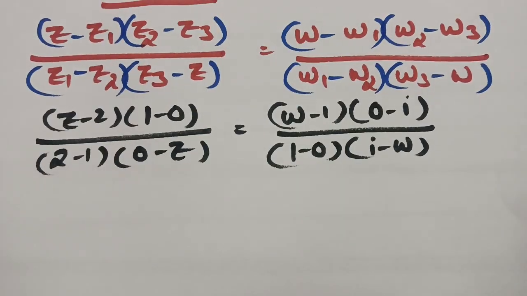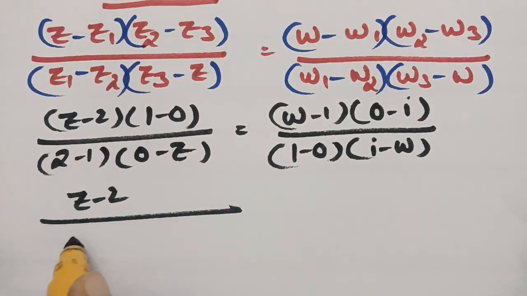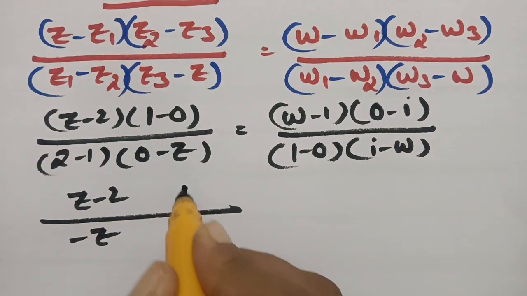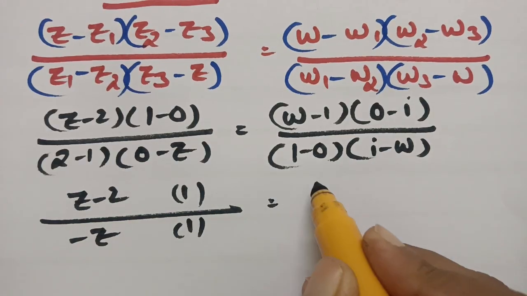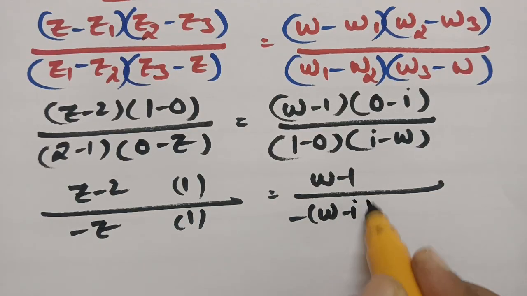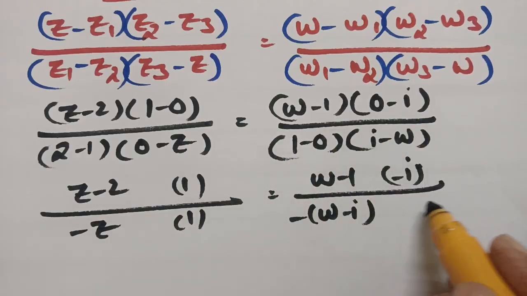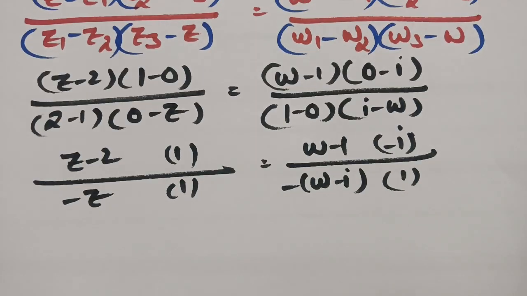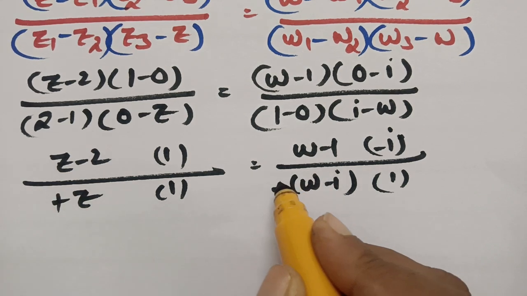I am keeping z in one place and constants in one place. This is z minus 2 and this is minus z. 1 minus 0 is 1. 2 minus 1 is 1. And here this is w minus 1. If I take minus common, this is w minus i. So this is minus i, so the value here is minus i. This value is 1. And now we have to cancel this. Which one do we cancel? I am going to cancel this minus and this minus.